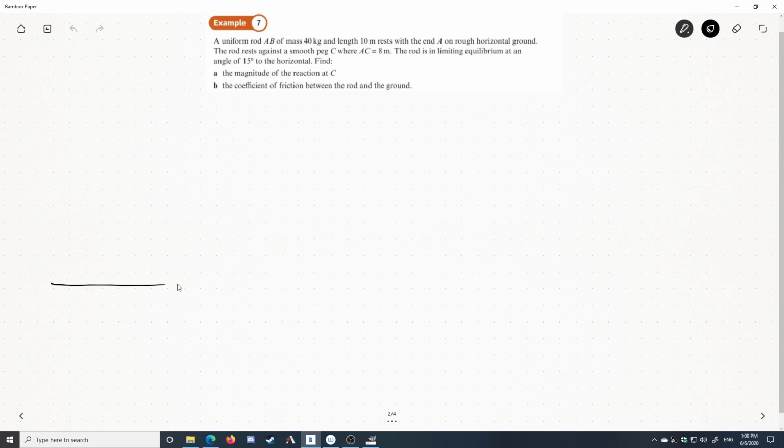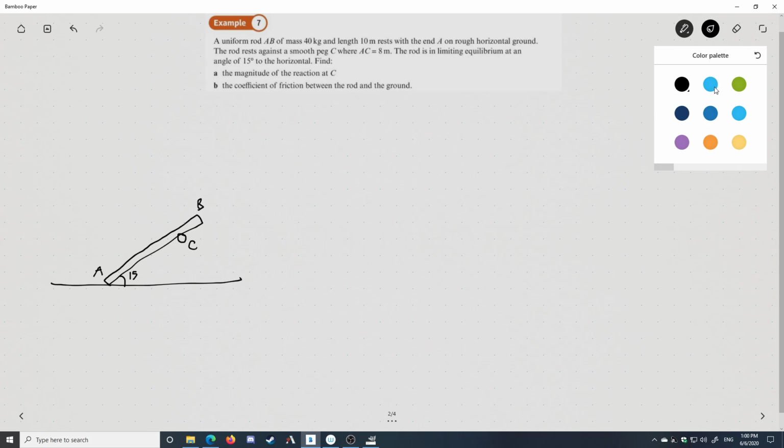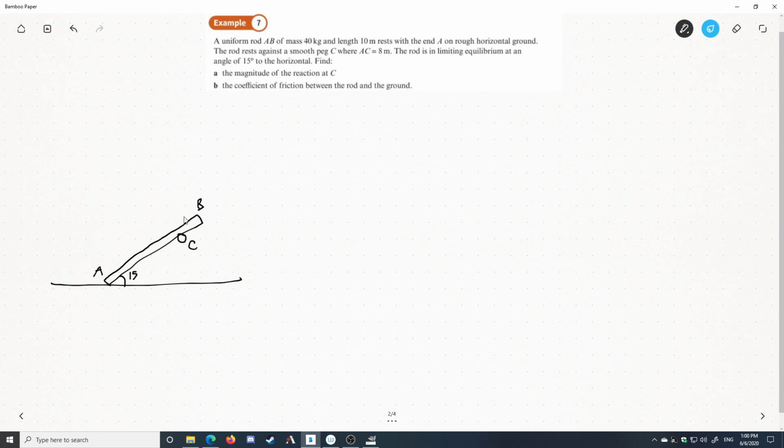So here's my diagram, there's my rough floor, my rod, A on the floor, B here, resting on a smooth peg C, 15 degrees. Okay, so that's it. And now we're going to put forces on our force diagram. So I'll do these in blue.